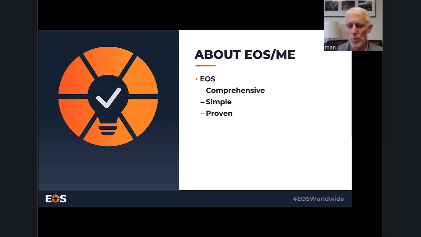Comprehensive: the gentleman who put together EOS, named Gino Wickman, wrote the book Traction, if you're familiar with that. Basically, in working with lots of different organizations, the thousands of issues that we run into as leaders, as entrepreneurs, he really boiled them down to these 6 fundamental key components that we're going to talk about. So it's comprehensive in that it looks at all parts of the business so that you're running great entrepreneurial businesses. And these 6 key components are really the focus of that.